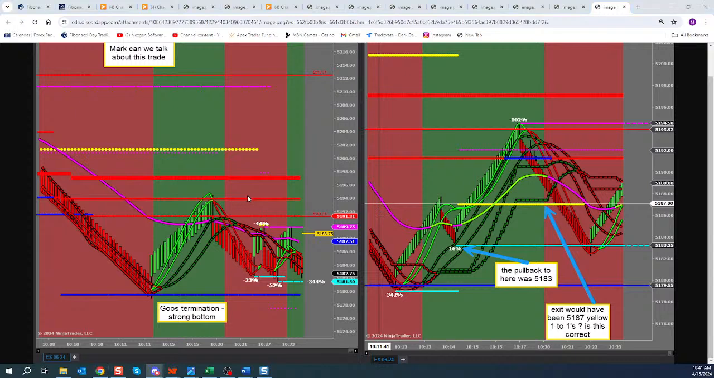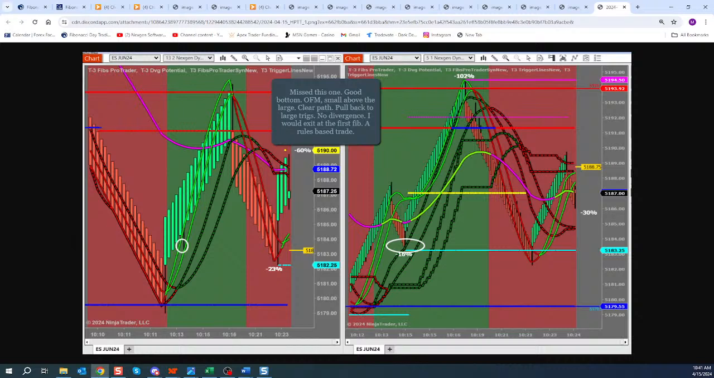But if you're one of those people that's using Apex or something like that that has a trailing drawdown, it becomes challenging. You miss this one: good bottom, odds favorable, small above the large, pull back, no divergence. You would exit at the first fib, a rules-based trade. Amen, Muser. Great job.